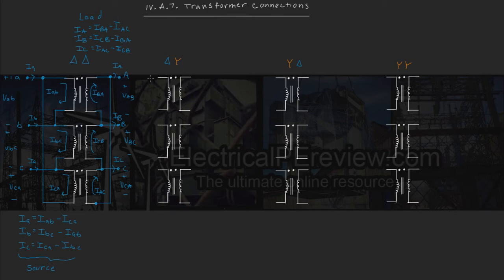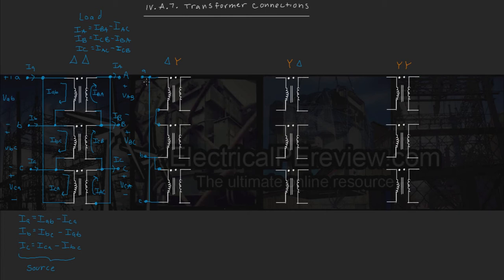Just like before with our delta, here's our A. Here's our B. And here's our C, lowercase because it's the source. We tie in our first and second transformers here and here. We tie in our second and third transformers here and here. And to complete the delta, we tie in C all the way up to A, right here.